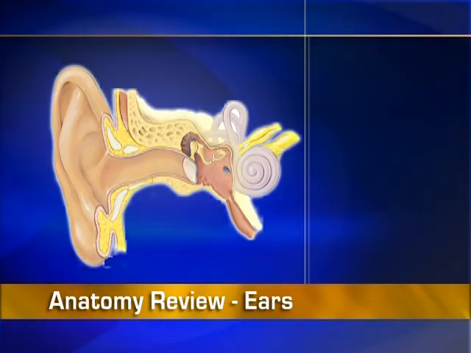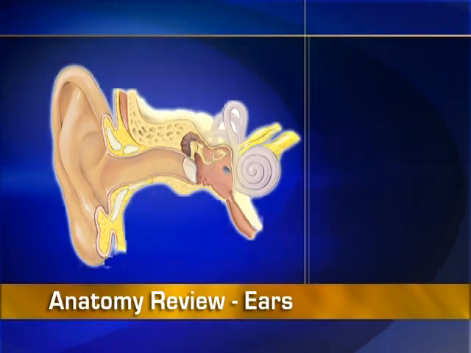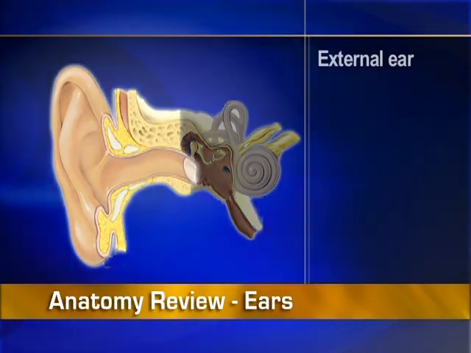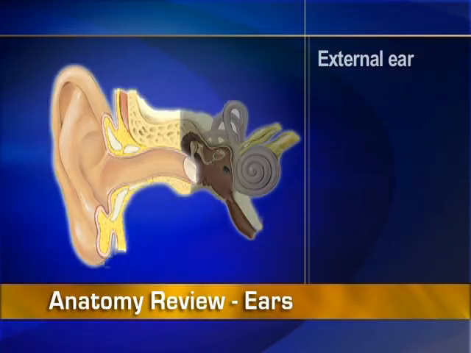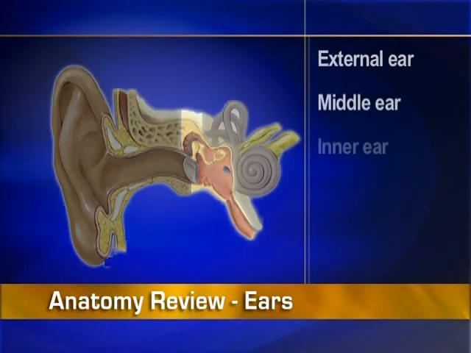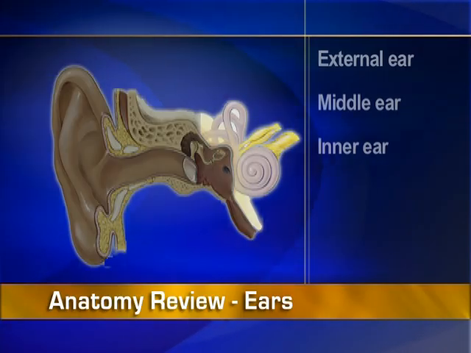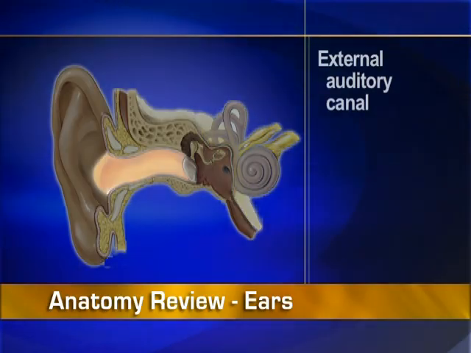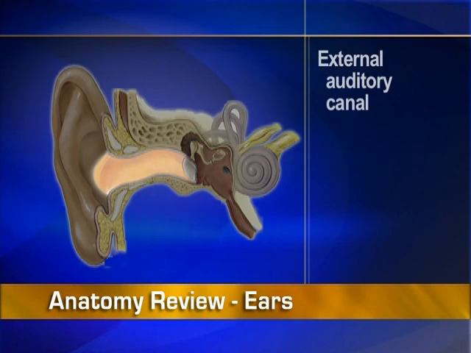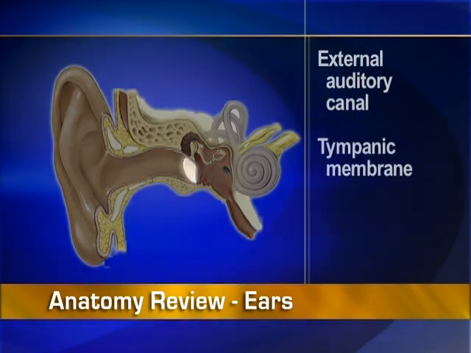Before examining the ear, recall its 3 parts: the external ear, also called the auricle or pinna, middle ear, and inner ear. The external ear funnels sound into the external auditory canal, which ends at the tympanic membrane or eardrum.